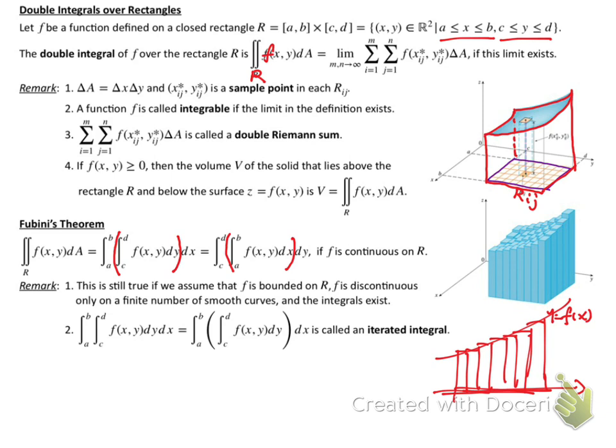Now, two remarks. First, Fubini's theorem is still true if we assume that f is bounded on R and f is continuous on all but a finite number of smooth curves and the integral exists. So pretty much, if your f is not too bad in your rectangle R, the integral will exist, and it will equal the two versions, like integral in y then in x, or in x then in y. You don't have to go back to the Riemann sum definition.